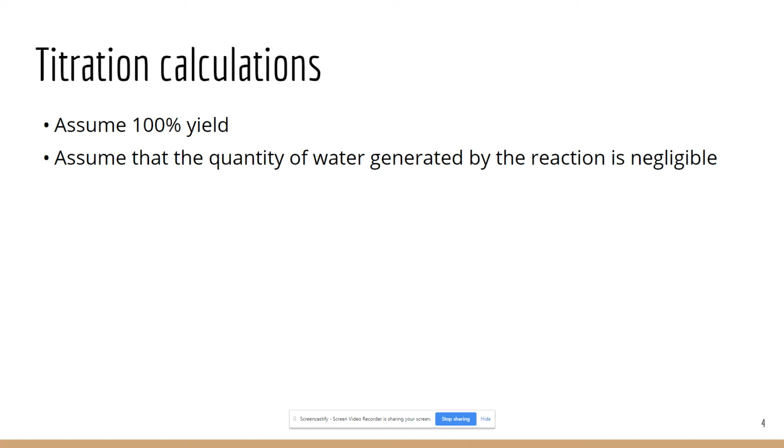Before actually getting into how to do a calculation, which is more or less the same calculation as what we did before, you can always assume that you're going to have 100% yield for these. The reason why is because when we're dealing with strong acids and strong bases, in general, you just have 100% yield. And any water that is generated, you can assume that volume is negligible and not affecting your calculation.